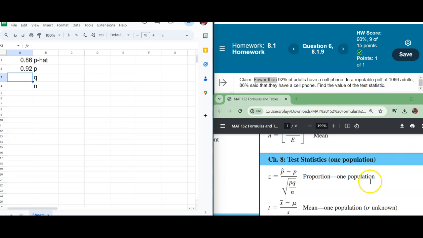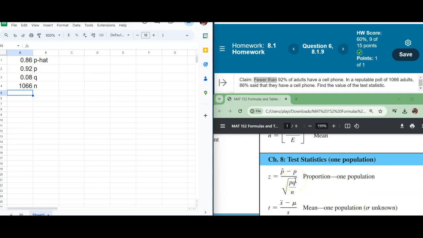Notice this q does not have a hat on it, so it's not q hat. It's not 1 minus 0.86. It's 1 minus 0.92. So q is equal to 1 minus, and then I'm going to click the 0.92. And then n is my sample size, that's the 1,066 adults. Now I have everything I need here.